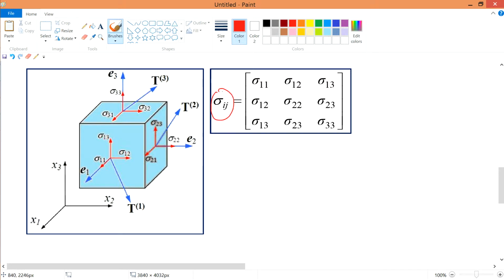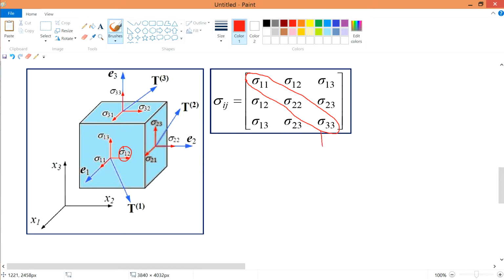This is the definition of stress, and they are symmetric. This is the same, and this is the same, and this is the same, you see. And therefore sigma 12 and sigma 21 are the same. This one is the same as this one, and I really don't know why they are the same, but just take it.